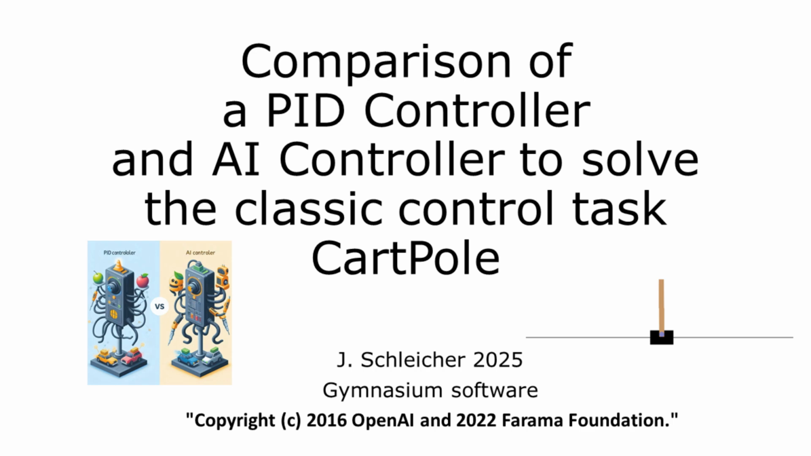In this video, a comparison is made between a classical and an AI controller based on a neural network. The task is a classic control engineering task, the inverse pendulum. It is examined which of both controllers solves this control task faster. Which solution is optimal? What problems are there? This video tries to find out.